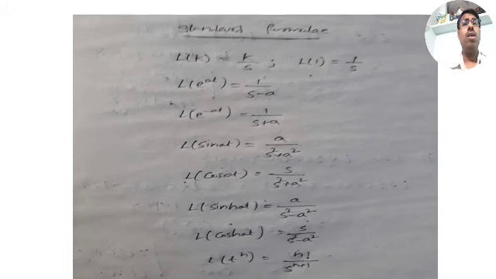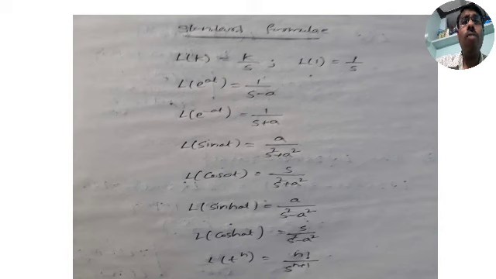Can you tell me the formulas now? The 8 standard formulas, I will put on the previous slide. L of k is equal to k by s. L of 1 is equal to 1 by s. L of 2 is equal to 2 by s. L of 3 is equal to 3 by s. L of 10 is equal to 10 by s.